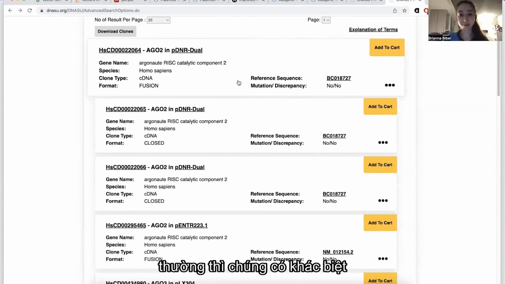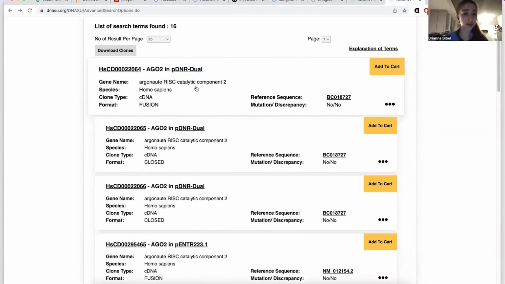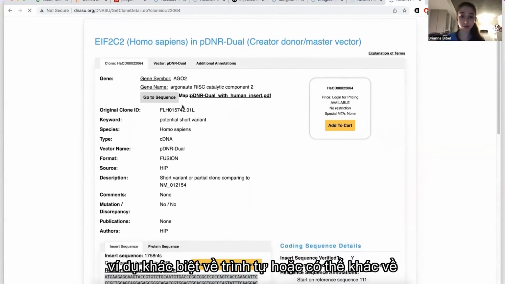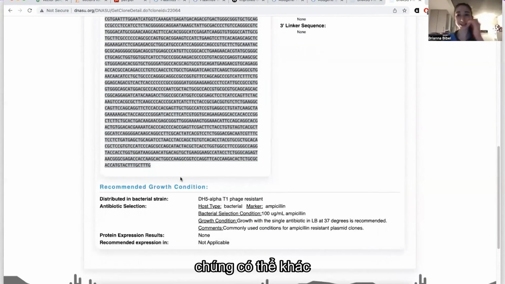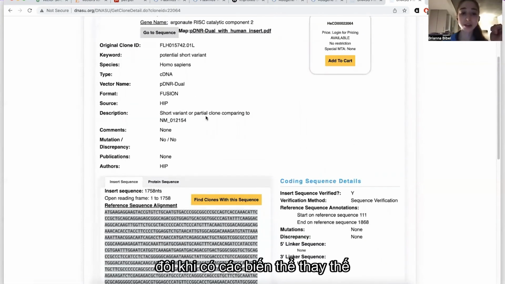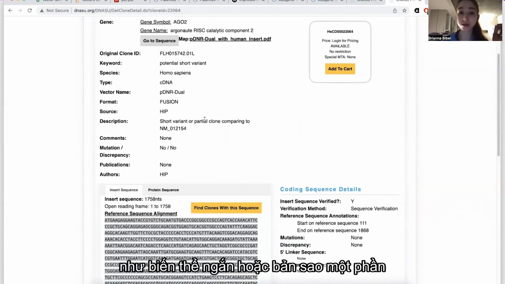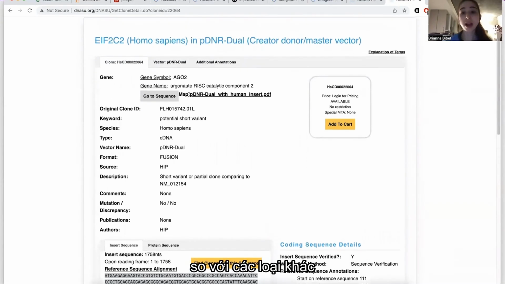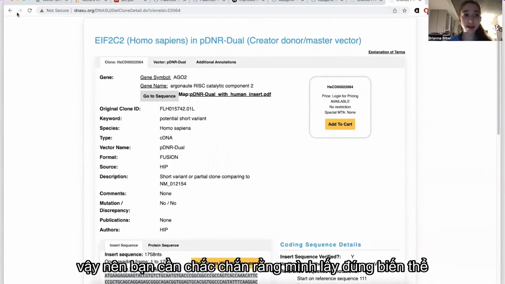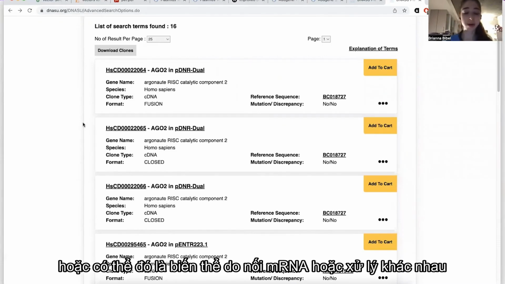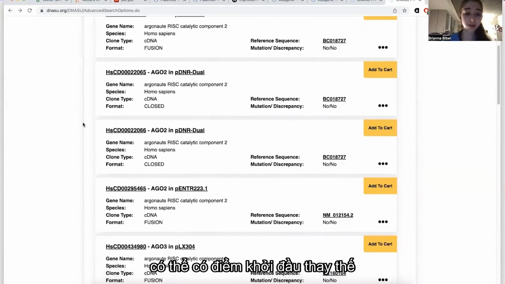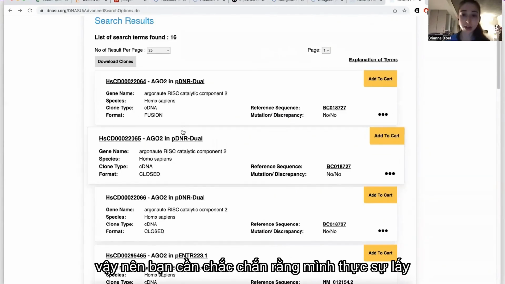Often these will have slightly different sequences, or sometimes there are alternative variants. You see things like short variant or partial clone compared to other ones. So you want to make sure you're getting the variant you want, maybe a splicing variant or a processing variant. Maybe there's an alternative start site. You want to make sure that you're actually getting the one that you want.